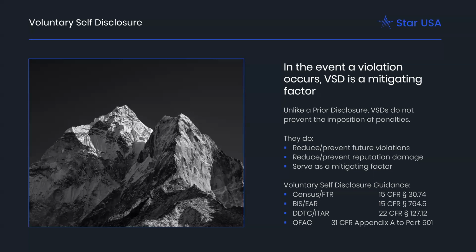And the VSDs can serve as a mitigating factor, and this is extremely common. When there is a VSD, penalty amounts will be reduced and or suspended based on the circumstances of the violation, based on the circumstances of the disclosure, based on circumstances of the controls being put in place going forward. If you need guidance on voluntary self-disclosures, here's a couple of citations at the bottom of this slide to get you started.